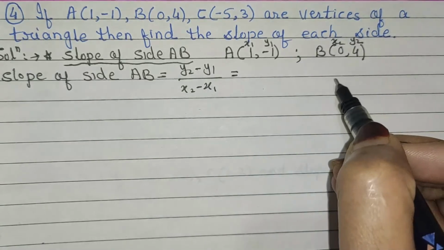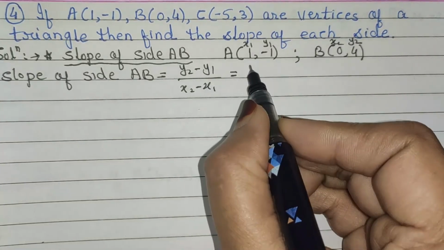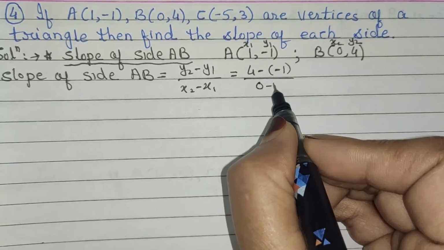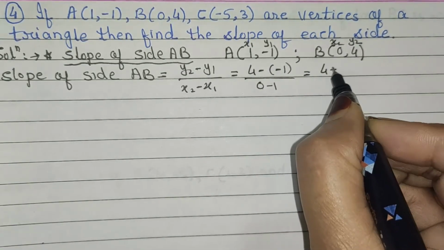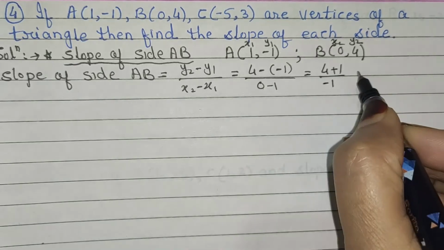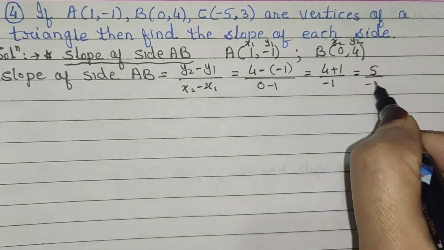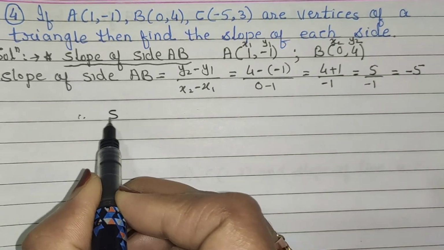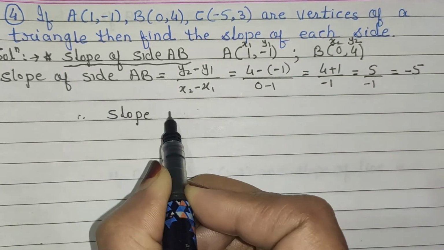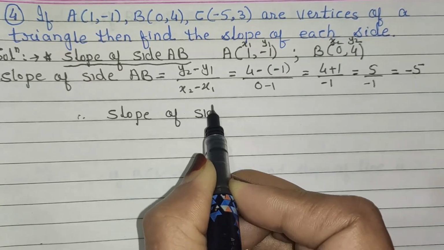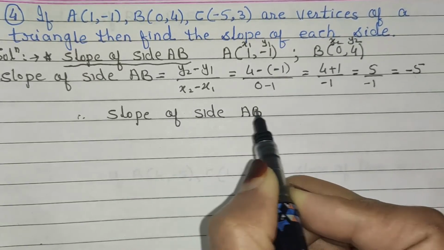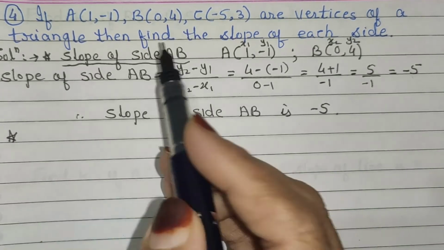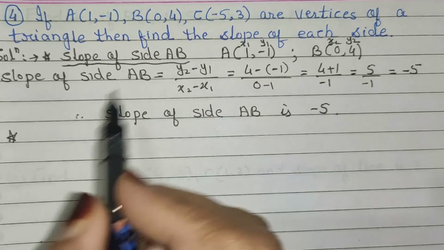Now substituting the values we get here 4 minus of minus 1 upon 0 minus 1 is equal to 4 plus 1 upon minus 1 is equal to 5 upon minus 1 is equal to minus 5. Therefore slope of side AB is minus 5. Now second, slope of side BC.